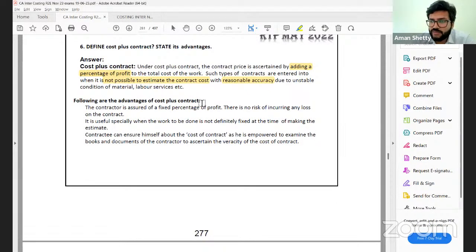Following are the advantages of cost plus contract. The contractor is assured of a fixed percentage of profit. There's no possibility of loss, correct? No possibility of loss. There is no risk of incurring any loss.